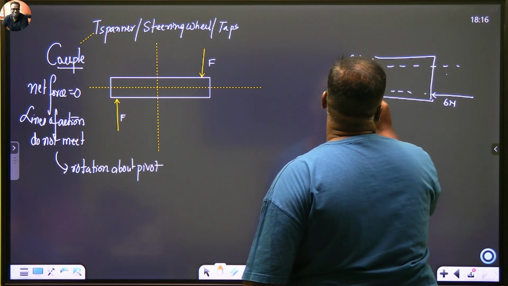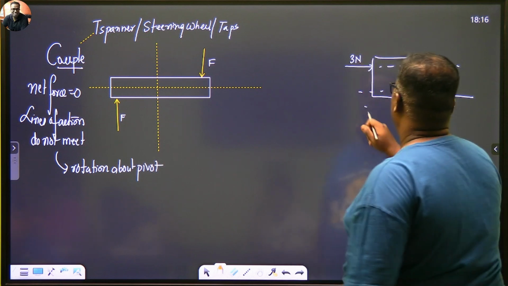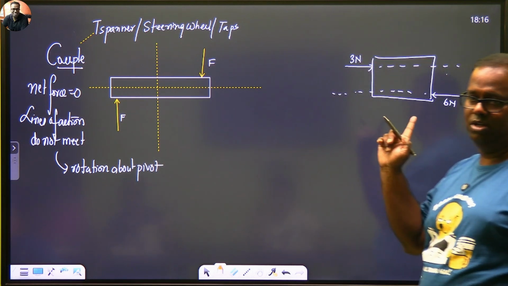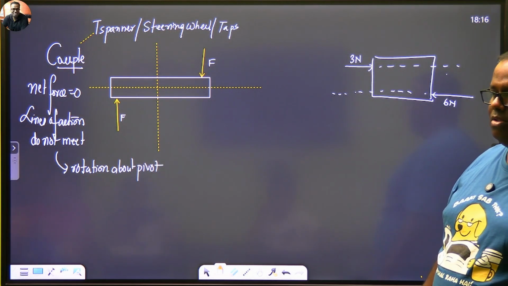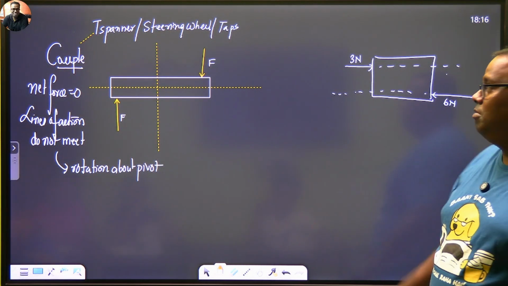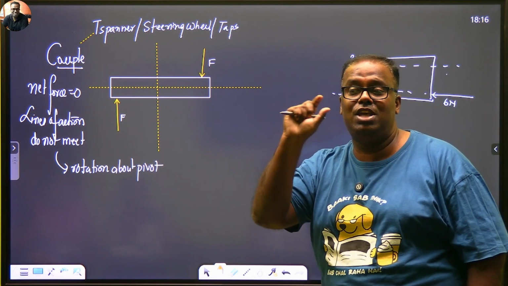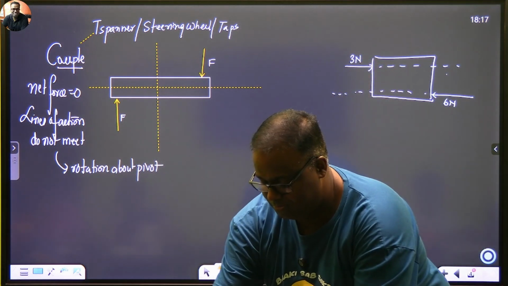अच्छा, अभी क्या? ये याद रखिए that they are parallel to each other. This is not a couple. Why is this not a couple? Different magnitude. Couple होने के लिए दोनों forces must be of the same magnitude, acting exactly in opposite direction.